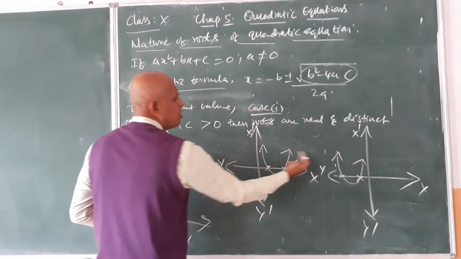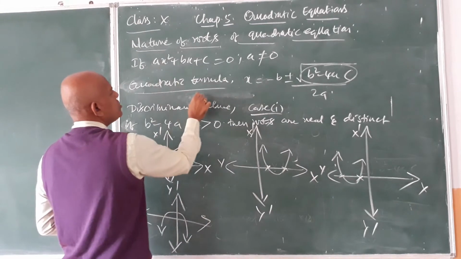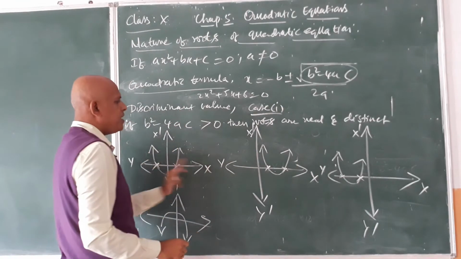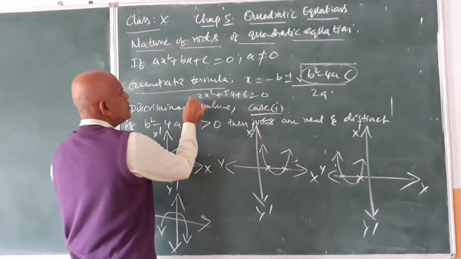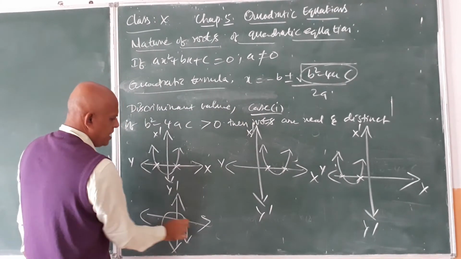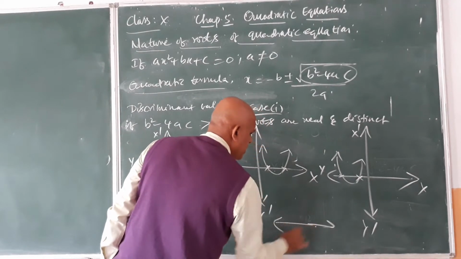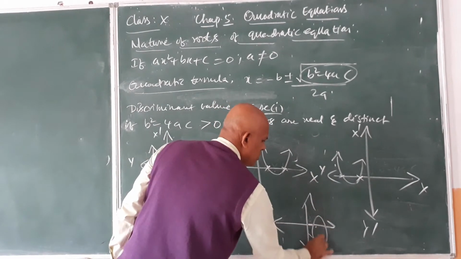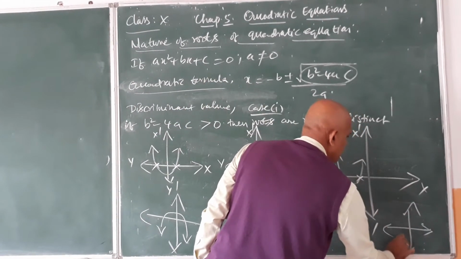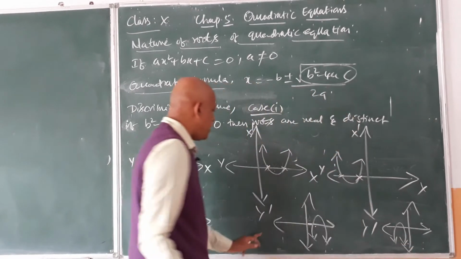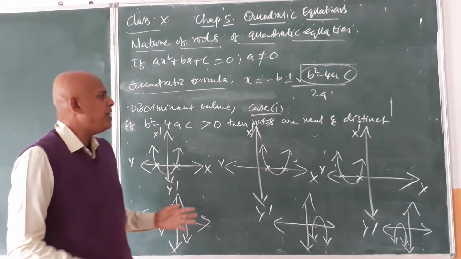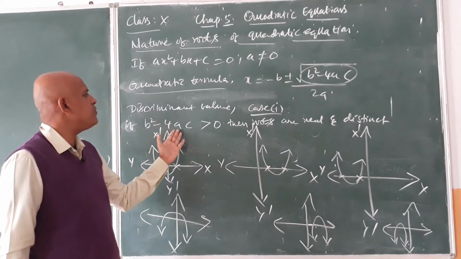We get an upward parabola when the leading coefficient is positive, for example 2x square plus 5x plus 6 is equal to 0. Here the x square coefficient is positive, so the parabola opens upwards. If it is negative, it opens downwards. That is the difference you have to understand. If you draw the graph here, both roots are positive; in the reverse case, both are negative. We get an inverted parabola when the leading coefficient is negative. In this way the parabola behaves based on the discriminant value b square minus 4ac greater than 0.